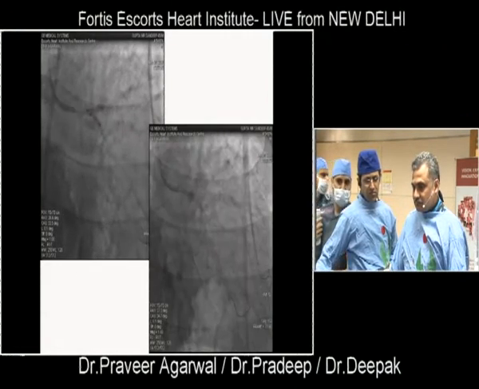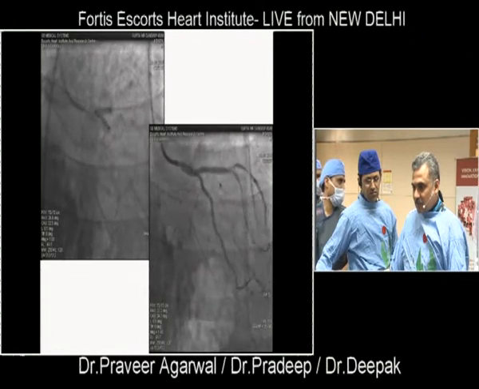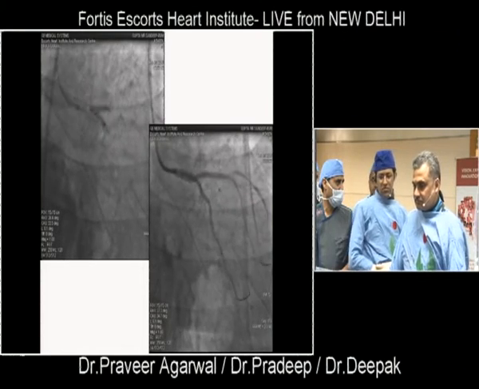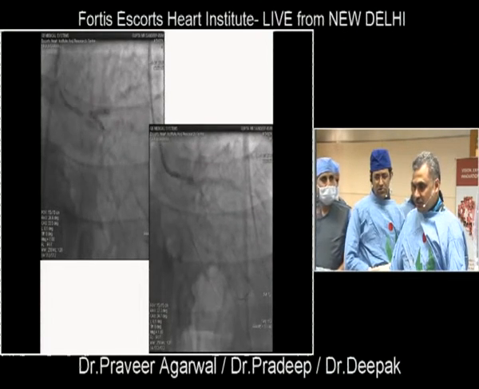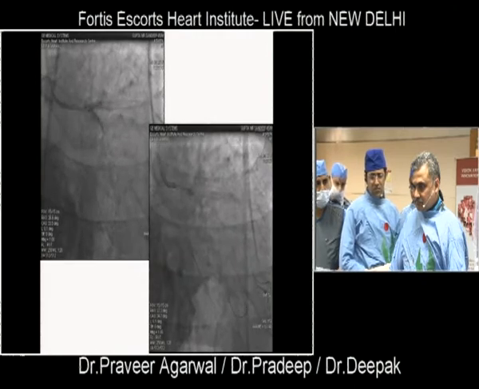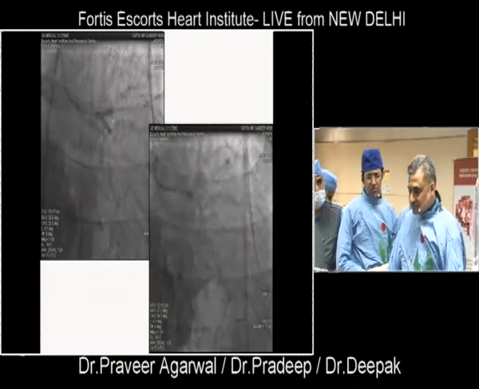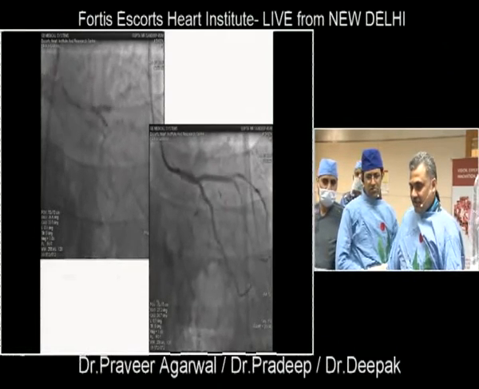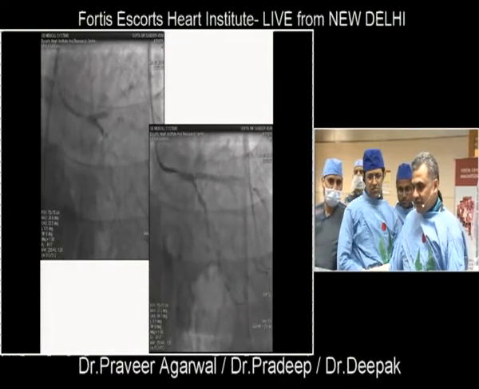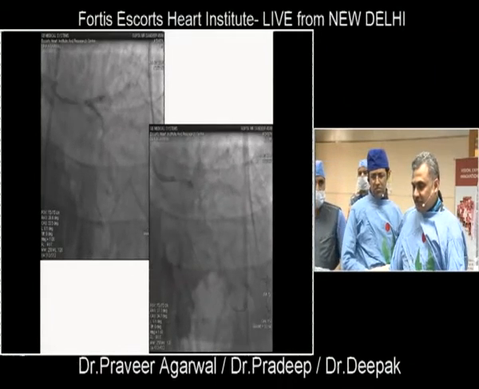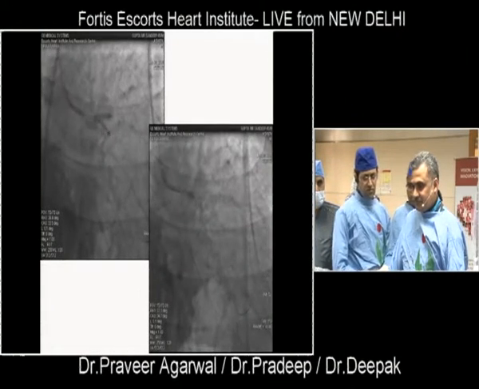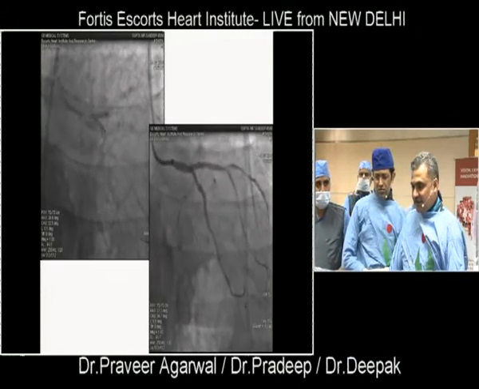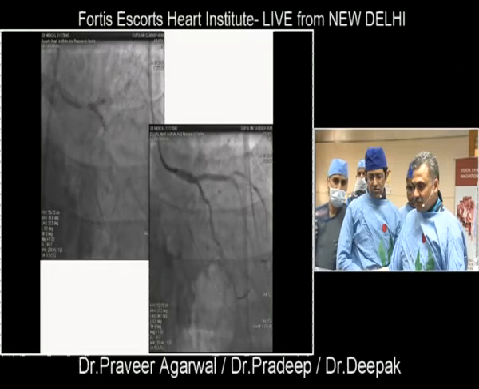Which technique did you use for the left main? It's a partial crush. Was the LAD stent a BRS or a metallic stent? No, it's not a BRS, it's a metallic stent. It's a Xience V, 3.5 into 28 millimeters in the LAD. And the circumflex had a Resolute Integrity, 3 into 18.